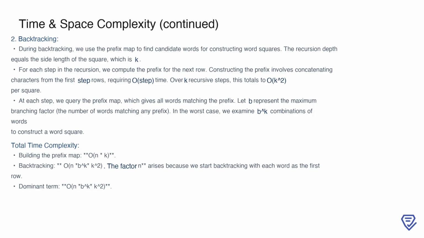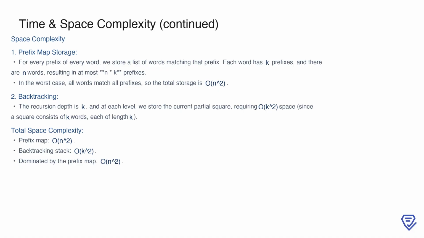Furthermore, at each step of recursion, we query the prefix map to retrieve all words matching the current prefix. Let B represent the maximum branching factor, which is the number of words matching any prefix. In the worst case, the algorithm explores B to the power of k combinations of words to construct a word square. Combining these factors, the backtracking process has a time complexity of O(n times B to the power of k times k squared), where the factor n comes from starting the process with each word in the list as the first row. Overall, the dominant term in the time complexity is O(n times B to the power of k times k squared).